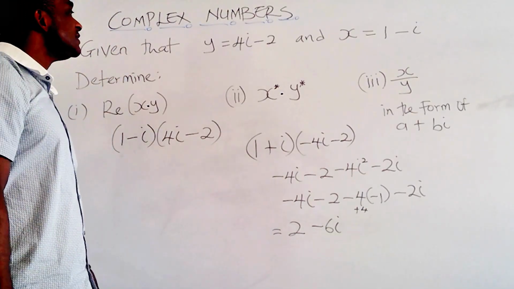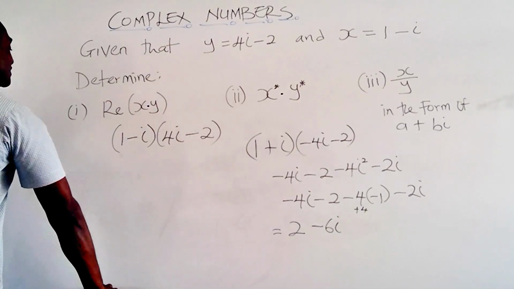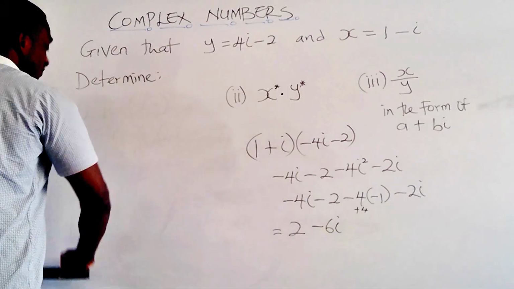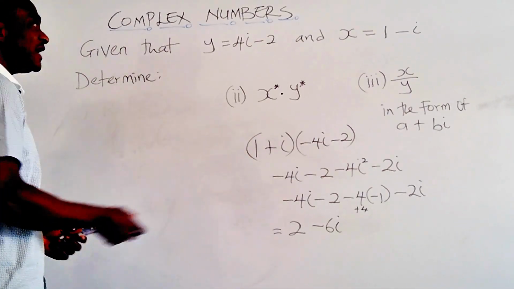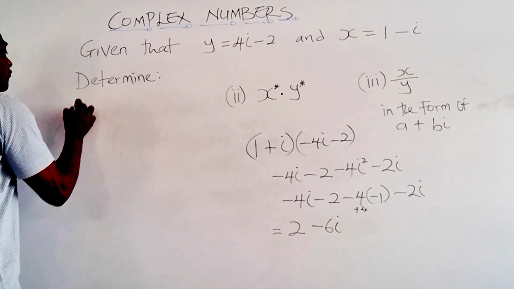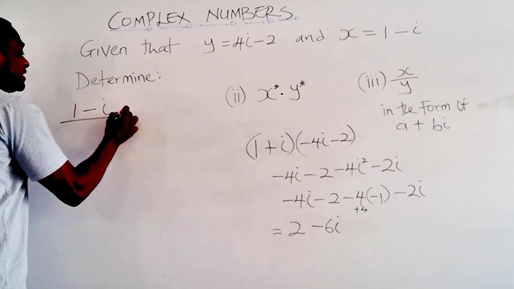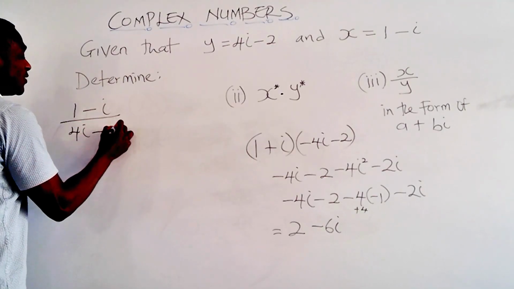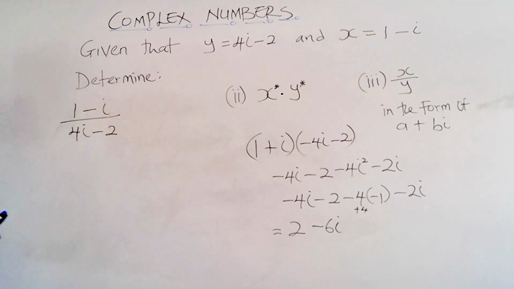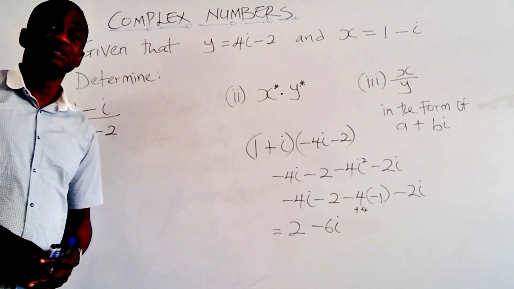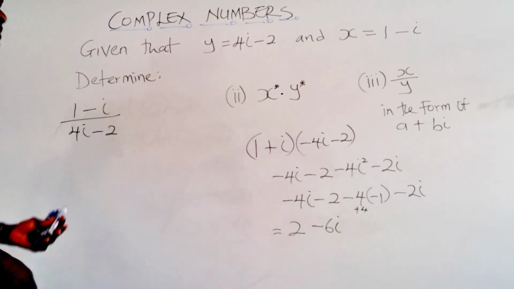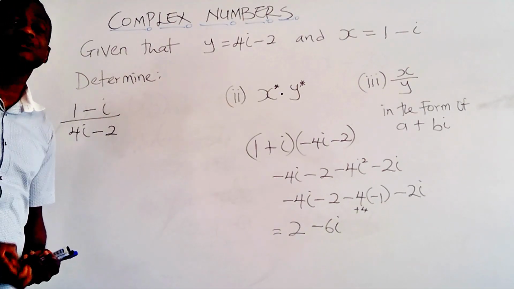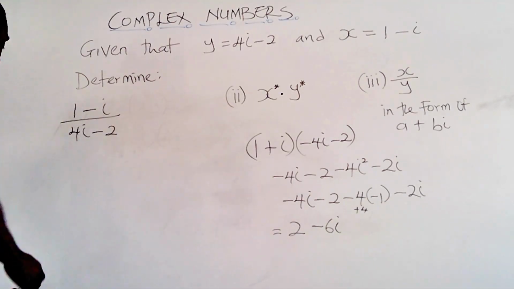Now let's look at the third question. The third question is asking us to determine the value when x is divided by y. Now we have 1 minus i being divided by y, which is 4i minus 2. Now we treat this like we treat surds. If we have a surd in the denominator, we cannot leave it like that. We have to rationalize.